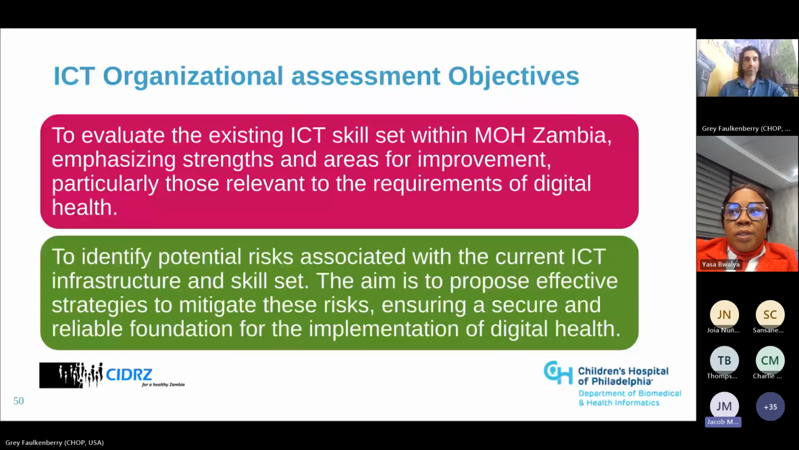In addition to some of the work we have done regarding health informatics, an ICT organizational assessment was done. The main objective of this assessment was to assess the level of proficiency of ICT skills among Ministry of Health staff for the successful implementation of digital health in Zambia. The assessment will focus on the following thematic areas. Next slide.